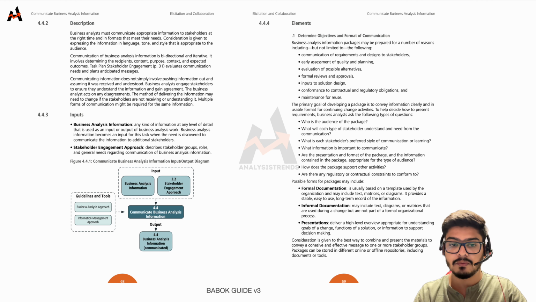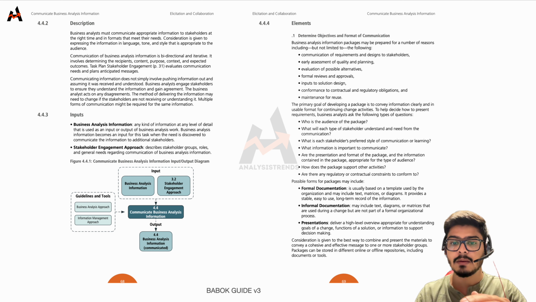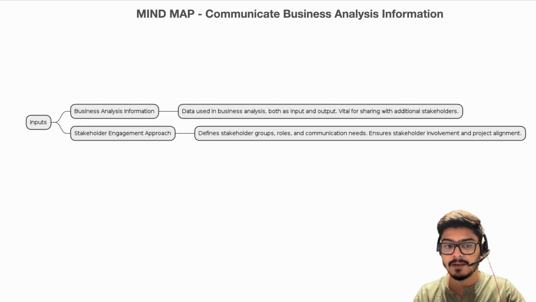Moving forward, we have inputs. There are two main inputs: business analysis information and stakeholder engagement approach. That means before you even want to communicate, you should have this information with you. What kind of information you need to have is data that is used in business analysis, and second, all the inputs and outputs of the previous tasks. And you should also have the information on sharing with additional stakeholders and other information as well.